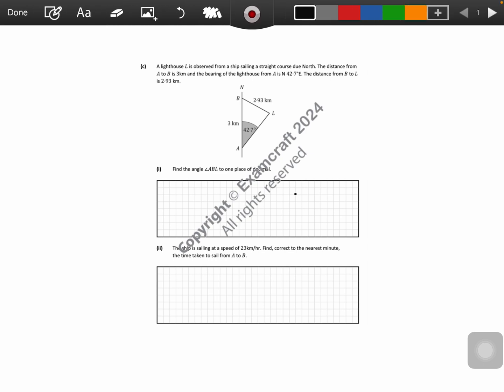The question then goes on to a part C that says a lighthouse L is observed from a ship sailing in a straight course due north. The distance from A to B is 3 kilometres and the bearing of the lighthouse from A is north 42.7 degrees east. The distance from B to L is 2.93 kilometres. So, find the angle ABL to 1 decimal place. So A to B to L is this angle here.